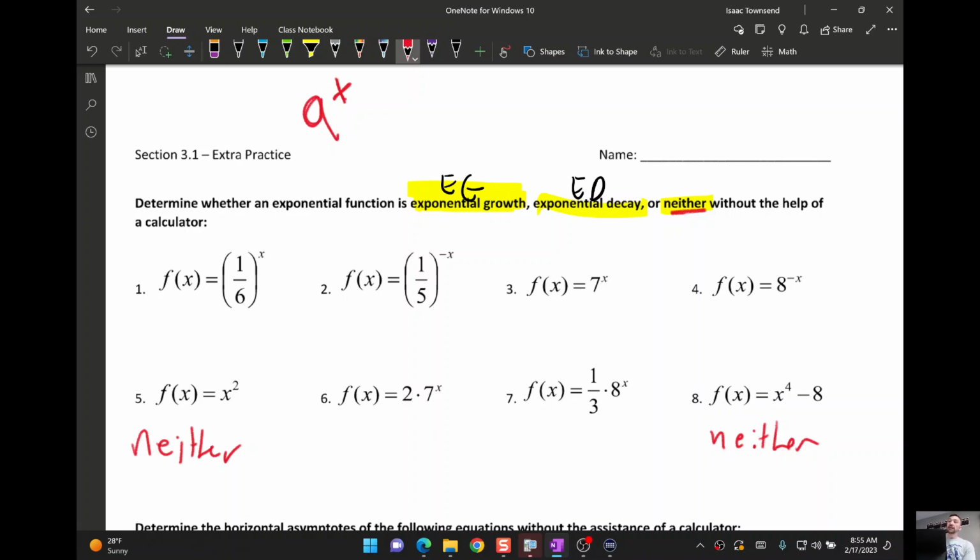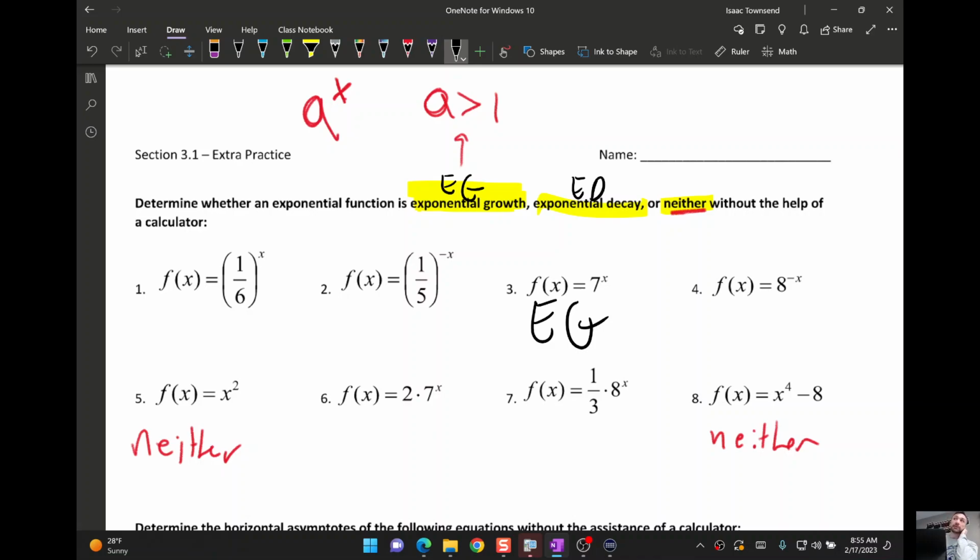X to the 4th rises pretty quickly, but it's not rising exponentially quickly. To be an exponential function, the variable has to be in the exponent. But then for exponential growth, if a is bigger than 1, so like 2 to the x, 3 to the x, that's when it was exponential growth. So that could be question 3, exponential growth. So I feel like that one's probably one of the more likely ones to get right.